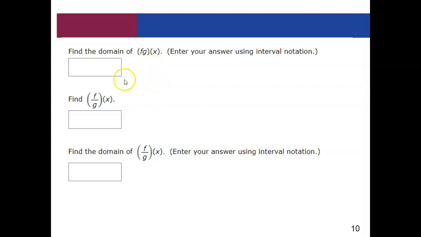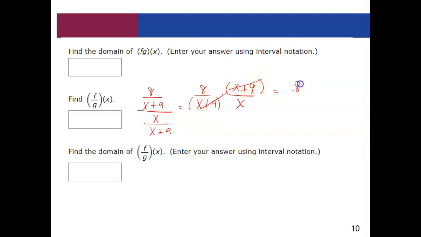So moving on to the division. When we do the division here, f was 8 over x plus 9. We're going to divide that by x over x plus 9. So we're going to do keep, change, and flip. These are the same here, so those will cancel. We get 8 over x.